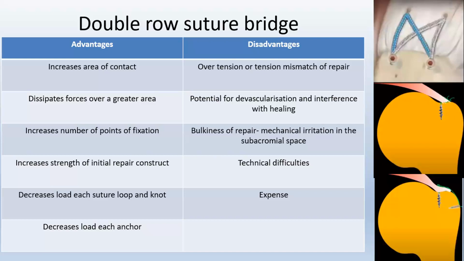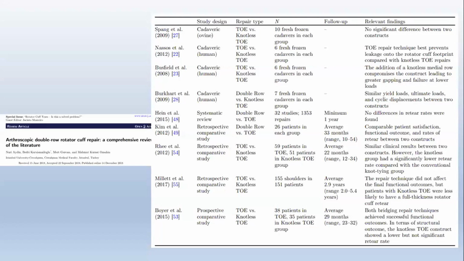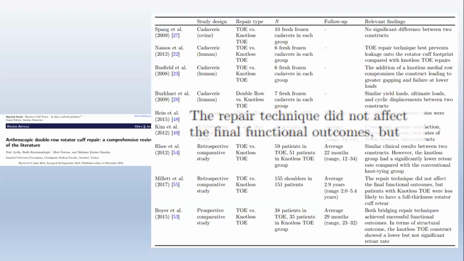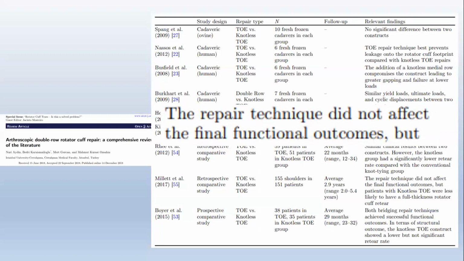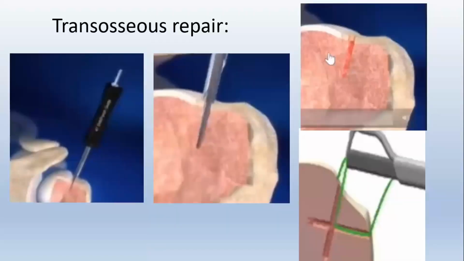Disadvantages are overtension and tension mismatch of the repair, the potential for devascularization and interference with healing, and also bulkiness of repair and mechanical irritation in the subacromial space. It also involves technical difficulties, and it's a bit expensive. Many studies show that the repair technique did not affect the final functional outcome.